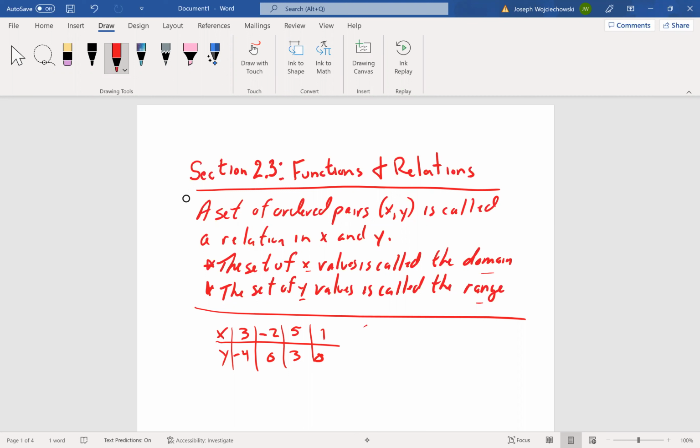So simply rewrite it as (3, -4), (-2, 0), (5, 3), and (1, 0). Then it asks, what is the domain? Well, the domain is simply the set of all the x values in this case: 3, -2, 5, and 1. And the range is -4, 0, 3, and 0 again, so we only list it once. Okay?